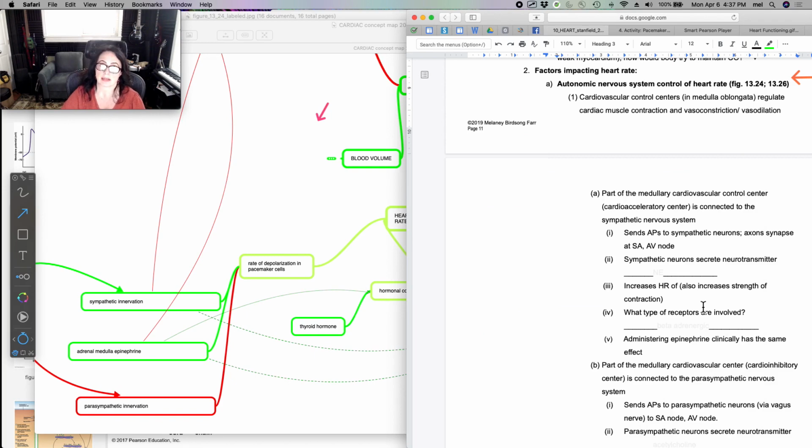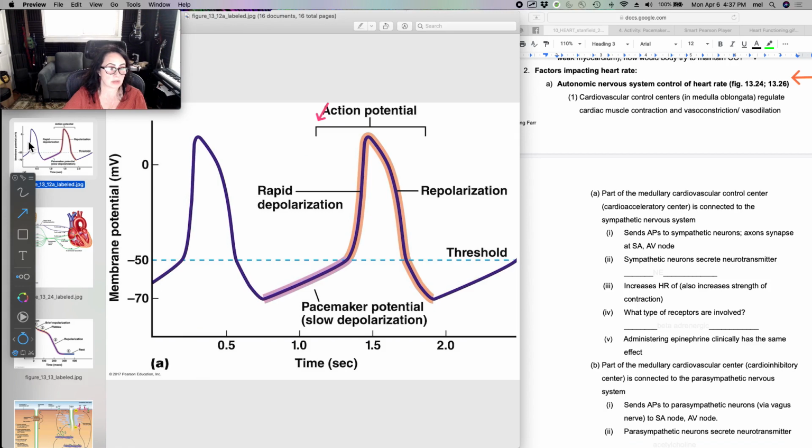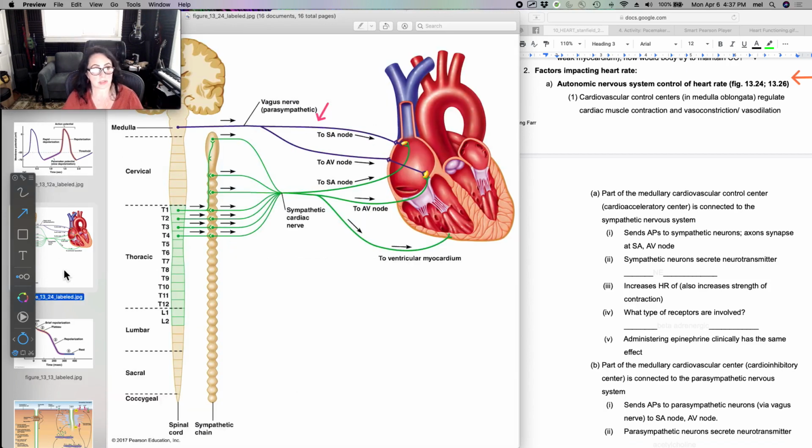Okay, so factors impacting heart rate. Well, we know, and we talked about in the last set of notes, and now we'll talk about it again, that the autonomic nervous system impacts heart rate. It impacts heart rate in ways that we can reinforce as we go through this set of notes, but it was also in the autonomic nervous system set of notes. So let's just get back to it.